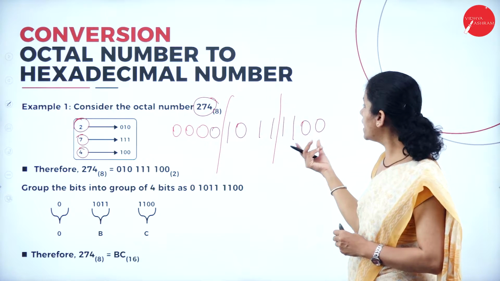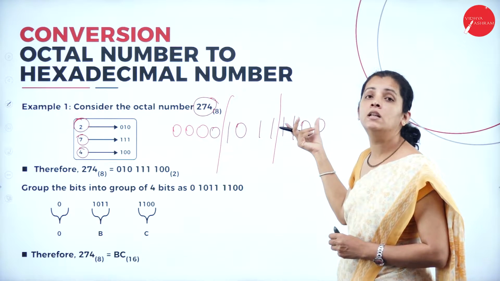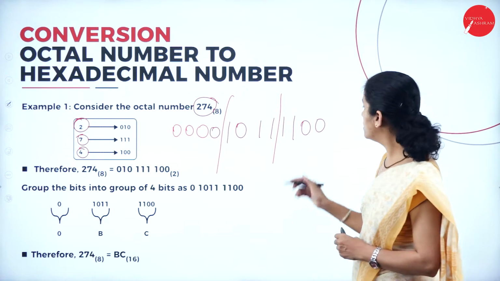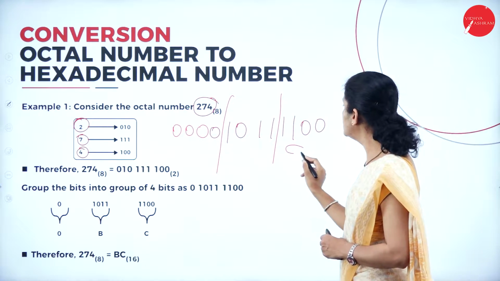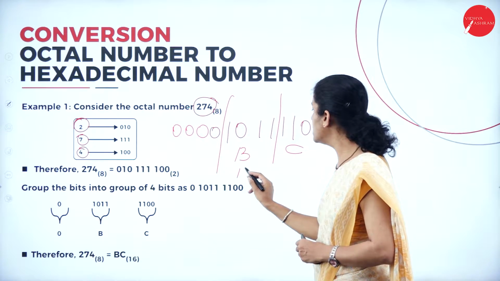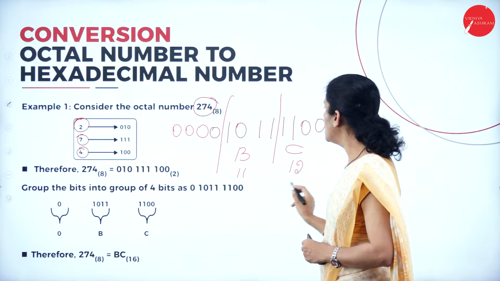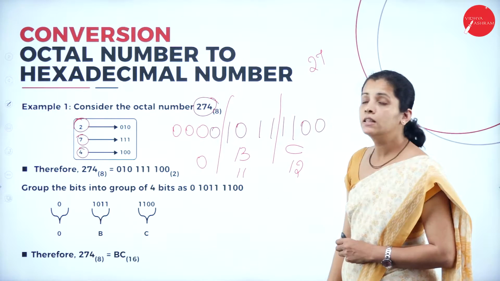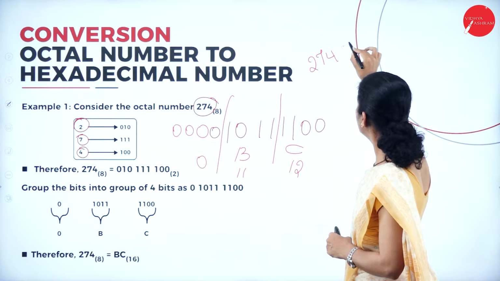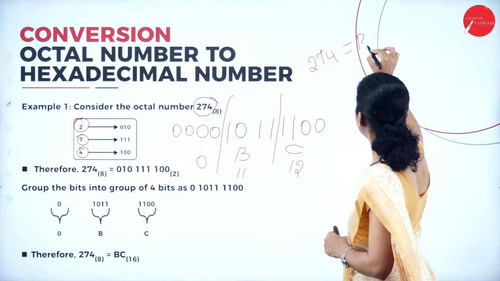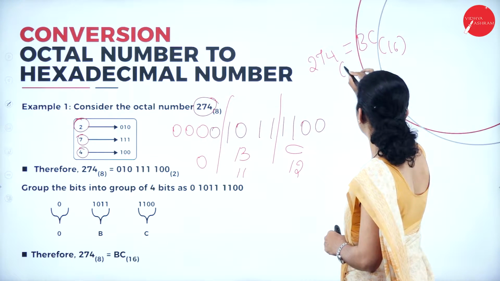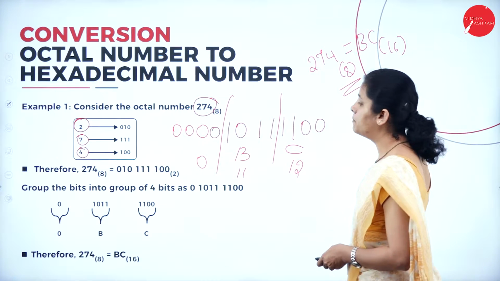Now I'm going to write the hexadecimal numbers for this binary number. So here it is nothing but C and here it is nothing but B. B is 11, C is 12 and here it is 0. Now the conversion of 274 equal to B.C. It is a hexadecimal number and this is my octal number.